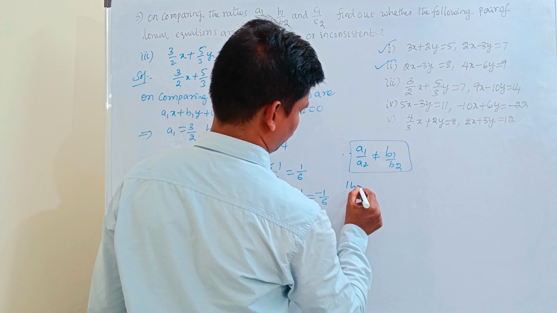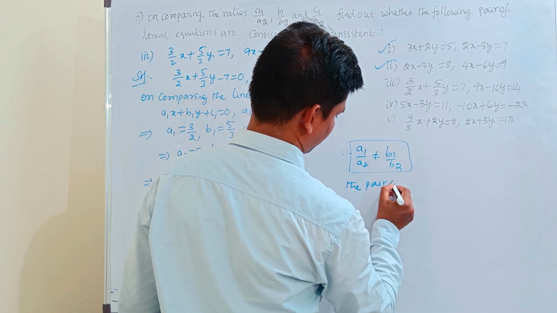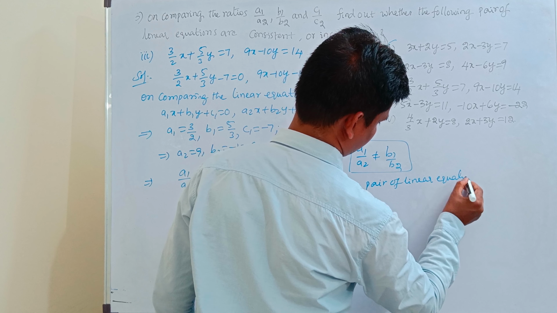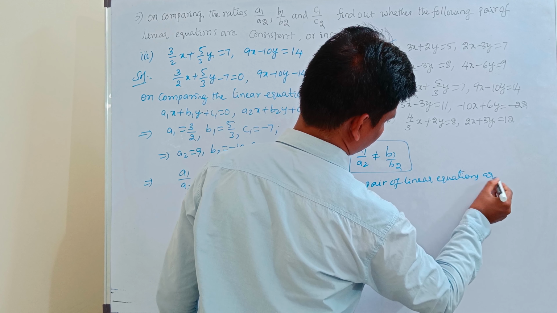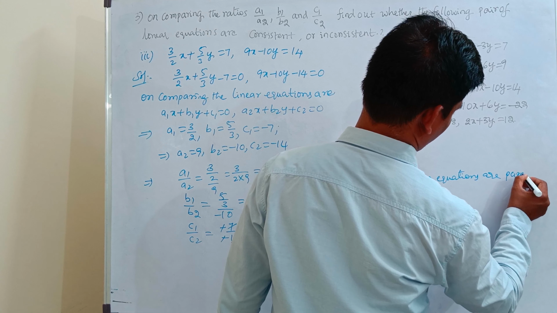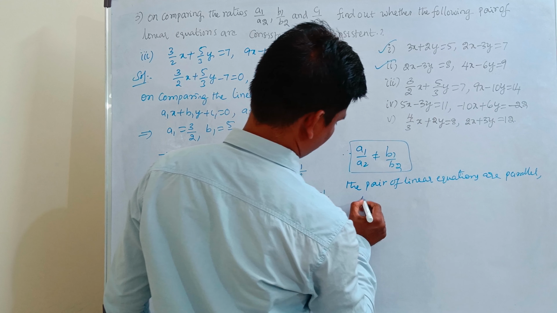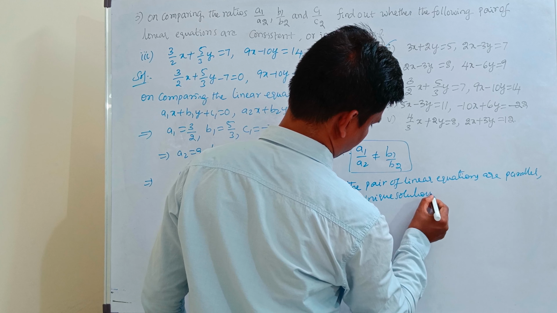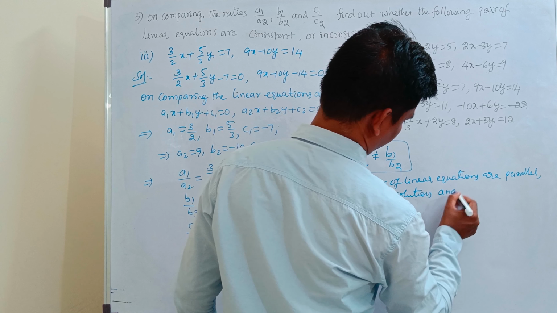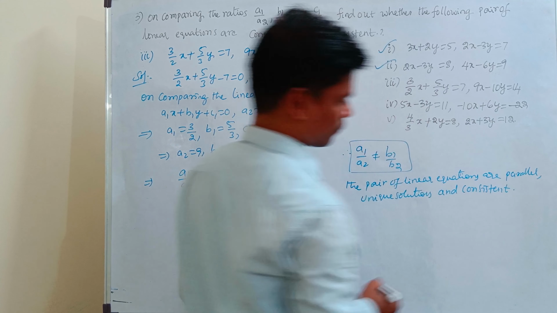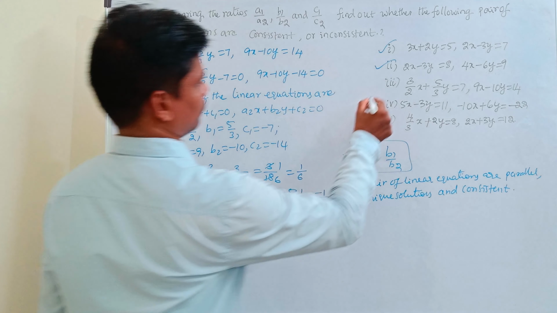So the pair of linear equations are intersecting, have a unique solution, and are consistent. Okay, this is the third one.